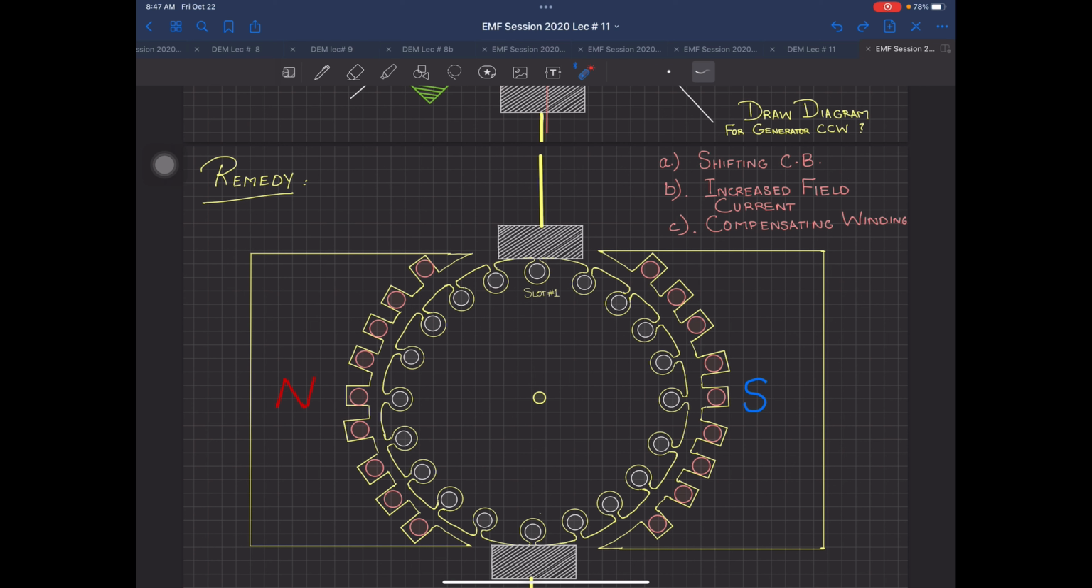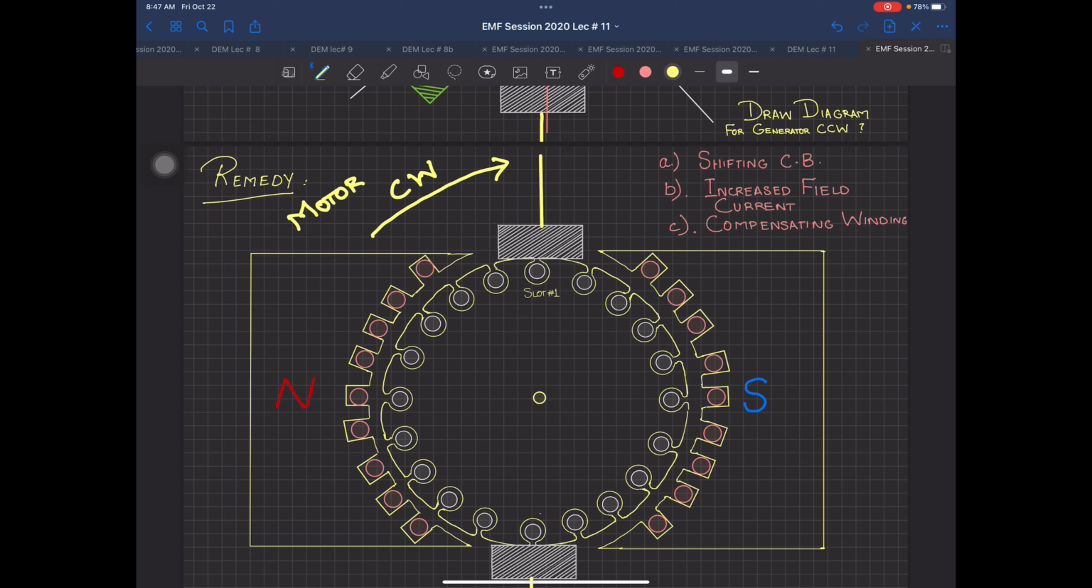So now what you are doing is placing slots on the poles, and inside these slots, you are going to put a conductor which is going to carry the current IA through it. So what is going to happen? Supposedly, this machine is working in the clockwise direction and this is a motor.